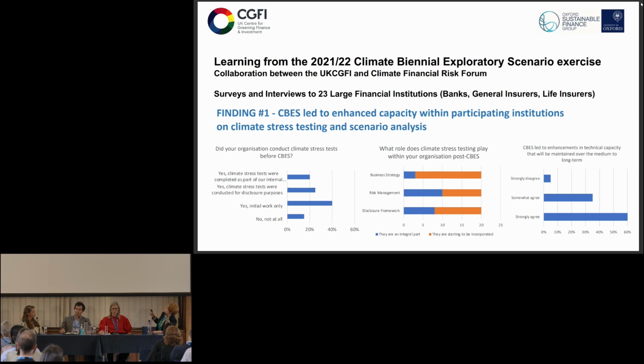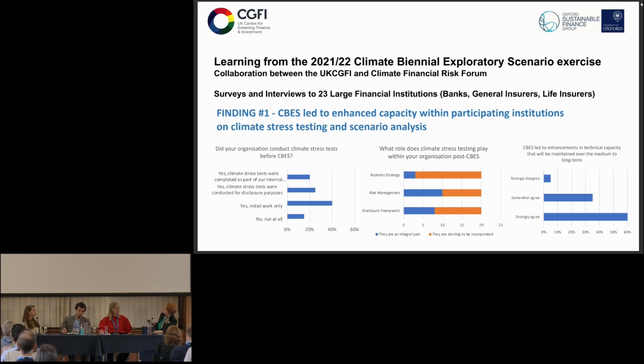And we asked them, how has this changed as a result of CBES? And now they're all saying, particularly in the context of their risk management, that this is now a really integral part of their risk management. So they are really integrating climate into their risk management, or 50% of them are saying they're starting to do that, because this happened very recently, obviously.